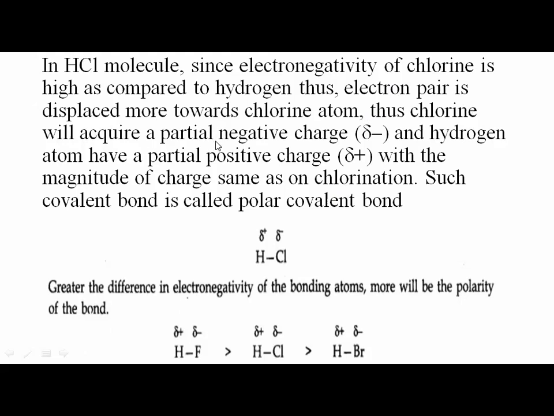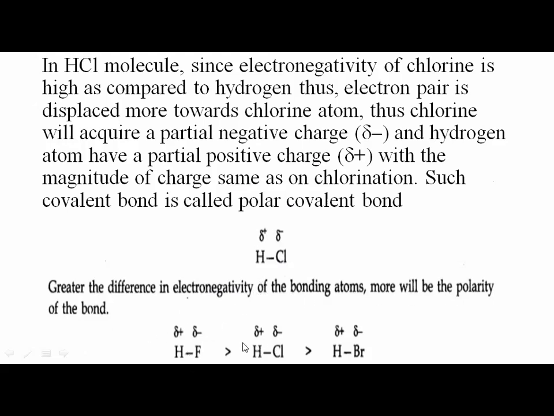Thus the chlorine atom will acquire a partial negative charge. Why will it acquire a partial negative charge? Because the electron pair is displaced more towards chlorine, due to which electron density is slightly more on chlorine. That slight more thing is denoted by partial negative charge, delta minus. And the hydrogen atom has a partial positive charge denoted by delta plus, with the magnitude of charge the same as on chlorine. Such a covalent bond is called a polar covalent bond. Greater the difference in electronegativity of the bonding atoms, more will be the polarity.